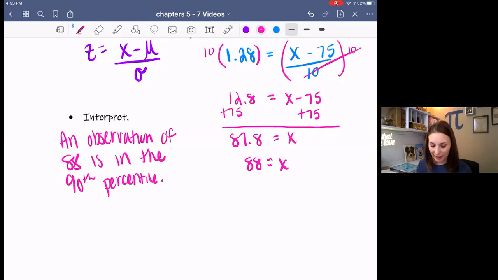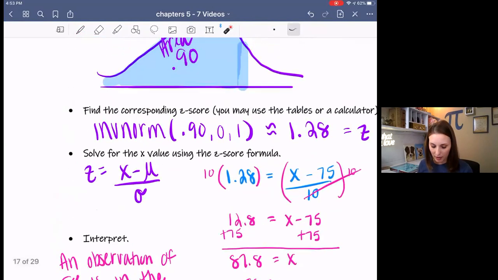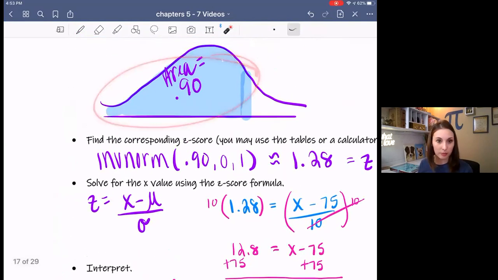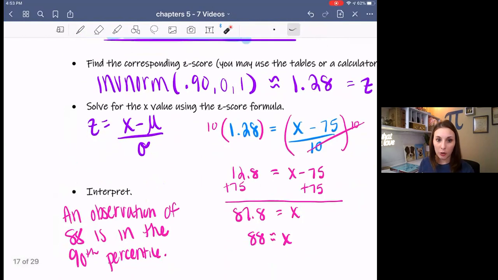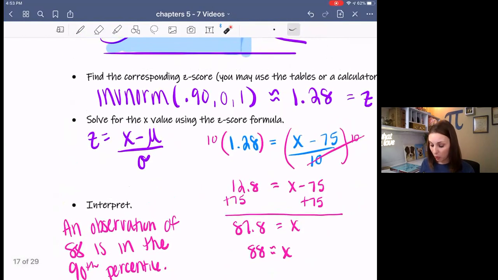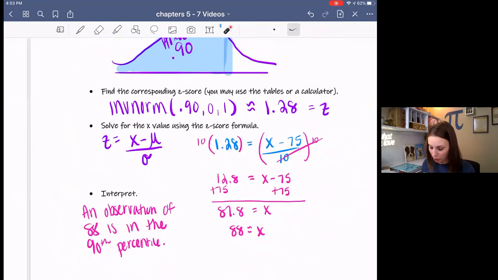So in the previous examples, we've been given this, and we've been asked to find areas. In this example, you were given the area, and you have to use that to help you find which value has that area. So, pretty cool. We can go both directions now.